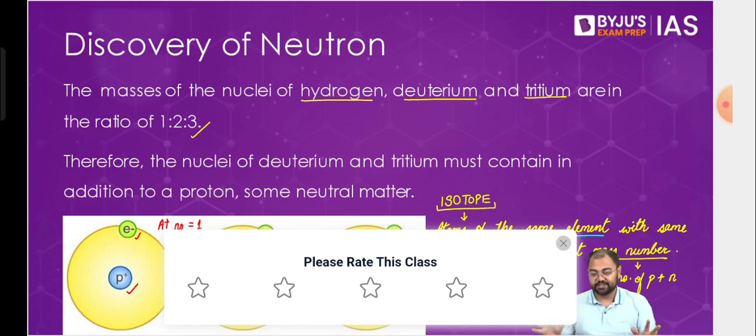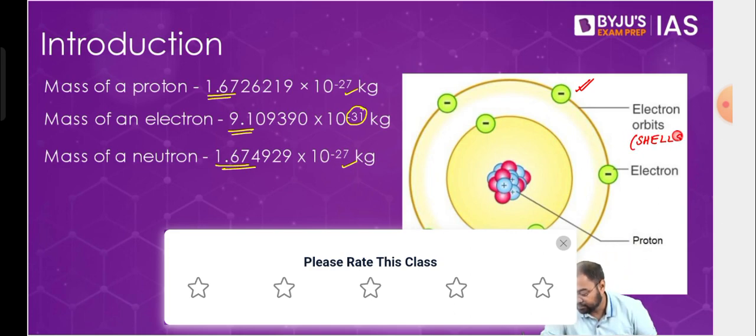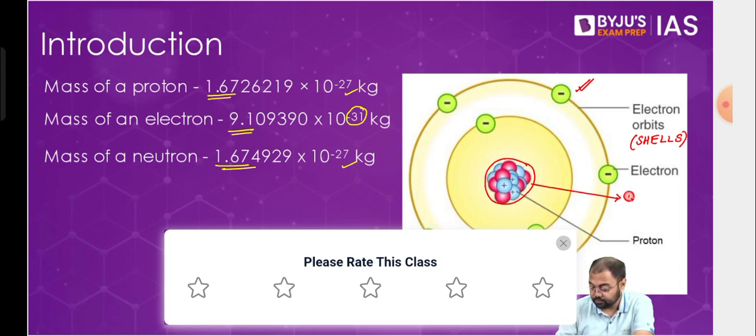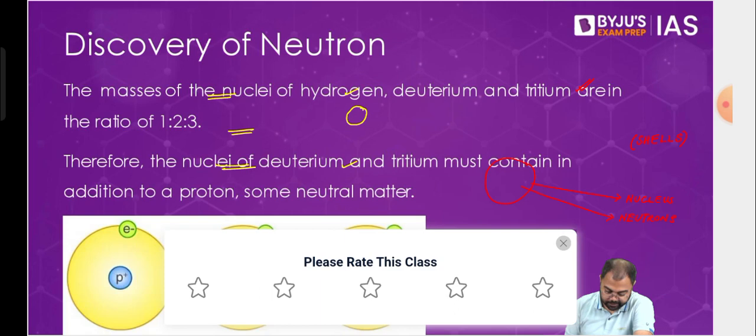So now it is established that you have an atom. In this atom, there are various shells. These electron orbits are also called shells. In these shells we have the electrons, and at the center we have a part called the nucleus. Inside the nucleus we have protons and neutrons. Protons and neutrons are present inside the nucleus of an atom. So this much we have established, this much we know about the structure of an atom.